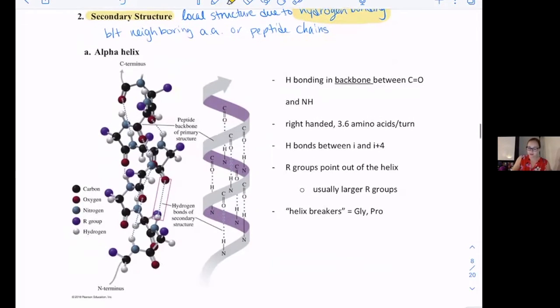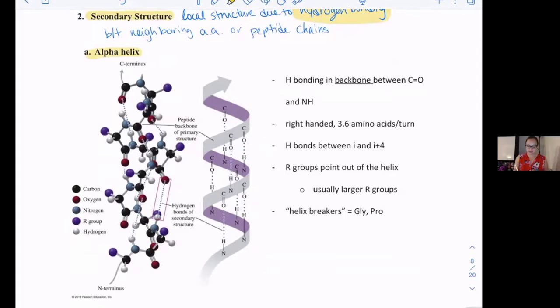The first one is called an alpha helix. This looks like a spiral, like a ribbon. That's how they will actually draw it in the cartoon versions of peptides that they draw, it'll look like a ribbon or a spiral. These are called alpha helixes.